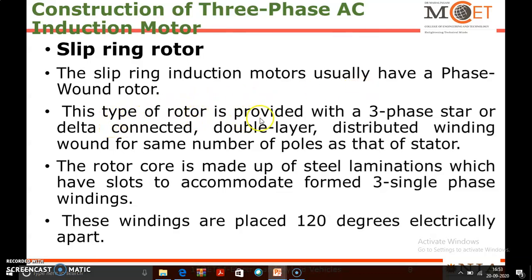This type of rotor is provided with a three-phase star or delta connected circuit in which the windings are wound for the same number of poles as the stator. The rotor core here is also made up of laminated steel material which has slots in order to accommodate the three single-phase windings. These windings are placed 120 degrees electrically apart. That means these windings are 120 degrees electrically separated.